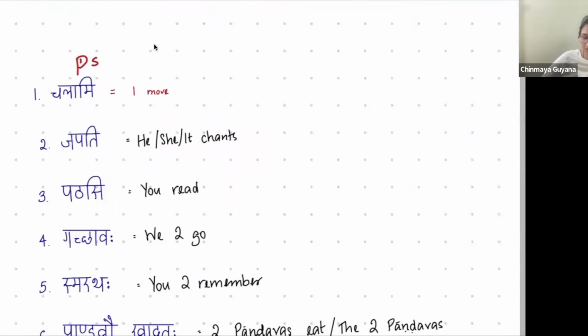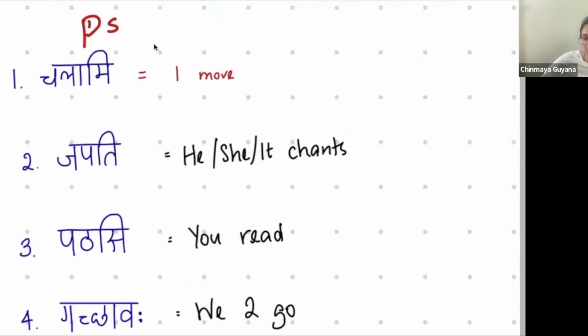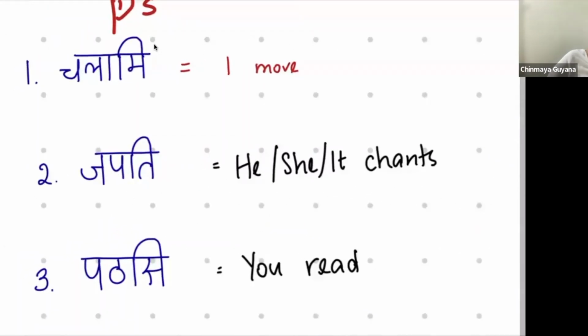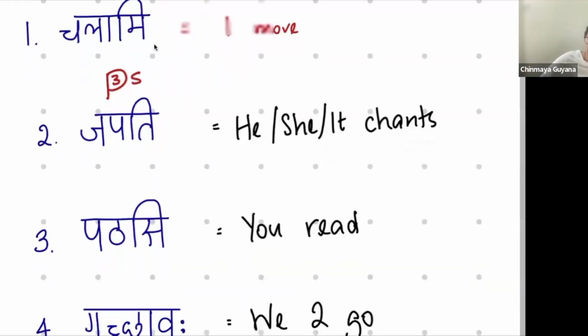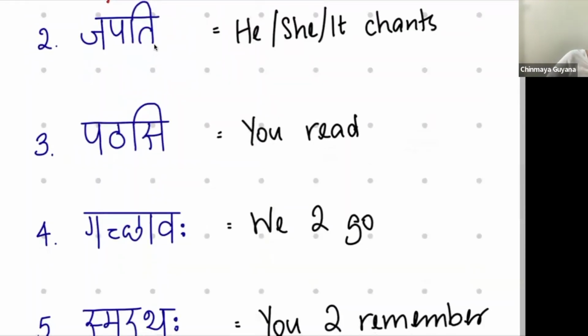Now we go to Sanskrit to English. Chalami became I move. Japati. That is which person? Japati is third person singular. So that will mean he, she, it chants. Pathasi, second person singular. You read, or you are reading. If you translated it like that, no problem at all.